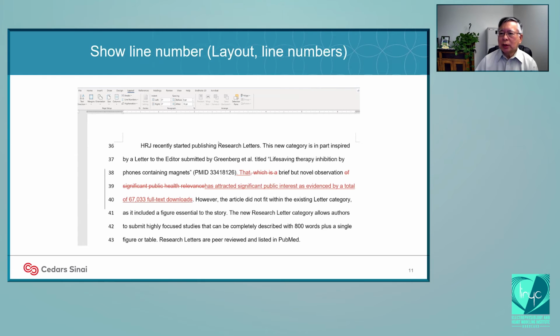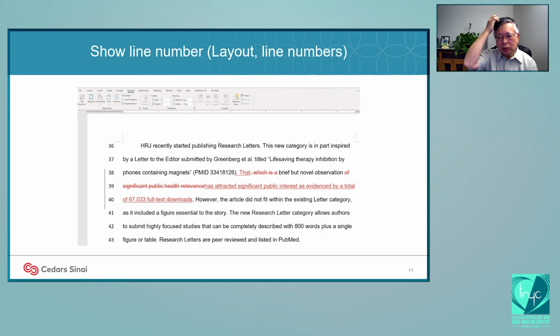In many journals, they want you to prepare a paper that shows line numbers. Line numbers can be shown by selecting Layout. Once you select Layout, you will see a line number option. You click on the line number, and you can select either to number the lines continuously from 1 to 1,000 or whatever in your paper, such as in this case, or you can number the first line, line 1, on each page. Don't forget to insert the page number and the line number.